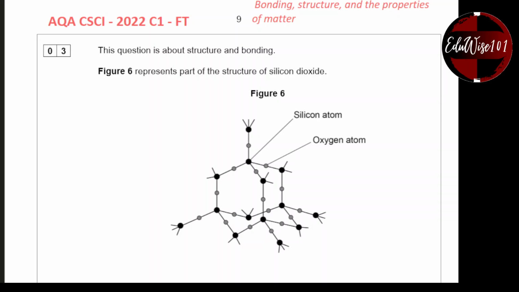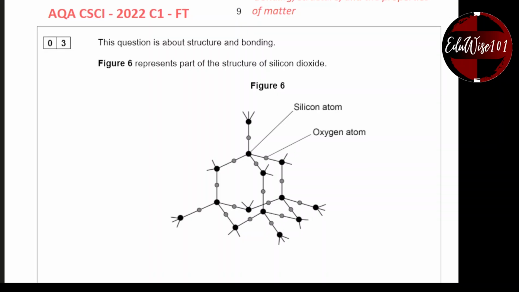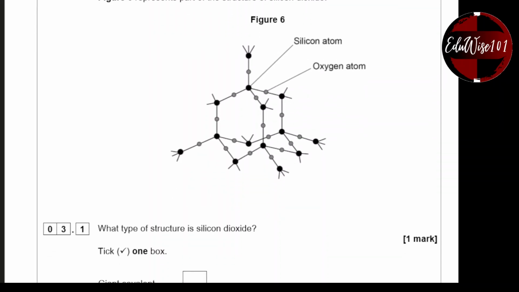In this video, I'm going to go through question number 3 from the AQA Combined Science 2022 Chemistry Paper 1 Foundation Tier. This question is on the topic of bonding, structure and the properties of matter. So question number 3, this question is about structure and bonding. Figure 6 represents part of the structure of silicon dioxide. What type of structure is silicon dioxide?